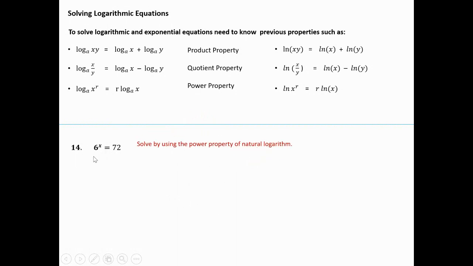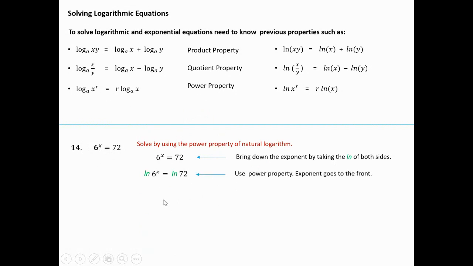So I want to bring down the x. How do I do it? By taking the ln of both sides. Bring down the power exponent by taking the ln of both sides. So I'm going to put the ln on the left on both sides. By the power property, the exponent goes to the front. Now we divide both sides by the ln of 6.